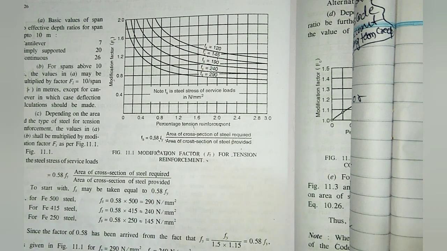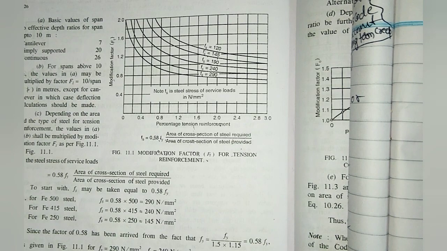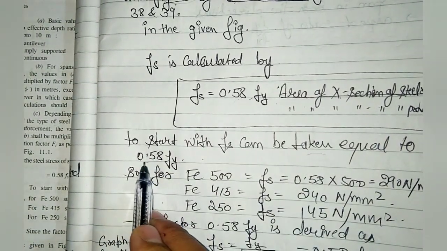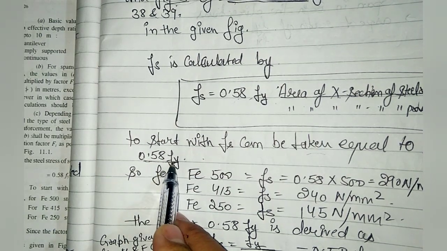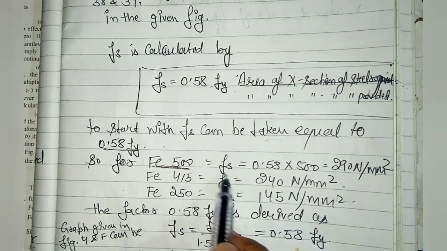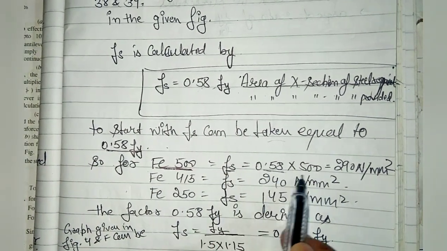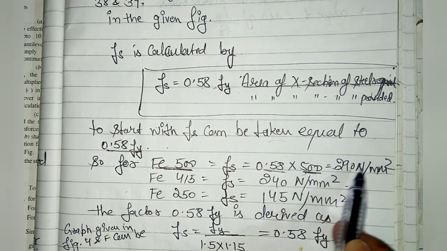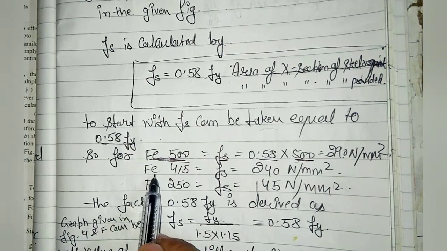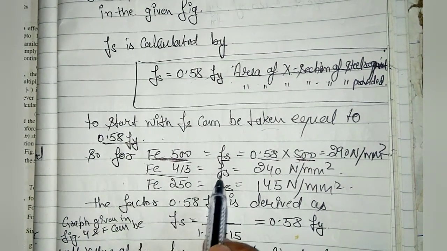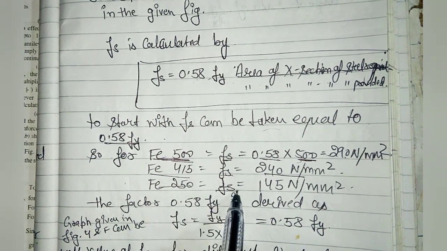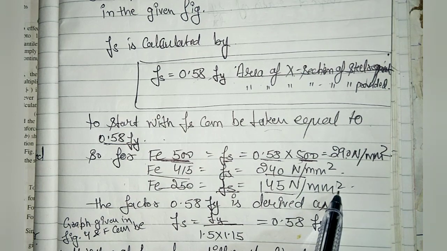To start with, this value of Fs is taken equal to 0.58 Fy. For Fe 500, we calculate Fs first. It will be 0.58 multiplied by 500, which is 290 Newton per mm square. This is for Fe 500. Now we'll calculate it for Fe 415. Fs will be 240 Newton per mm square, and for Fe 250 the value of Fs is 145 Newton per mm square.